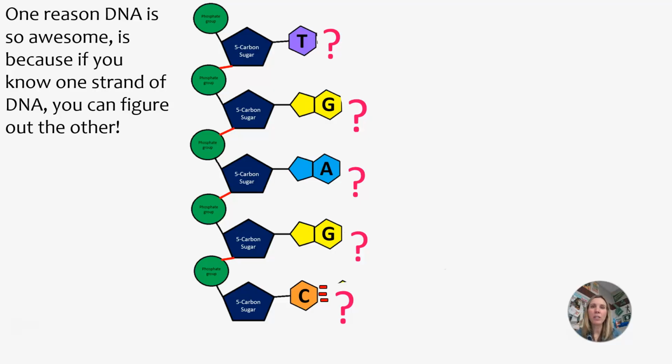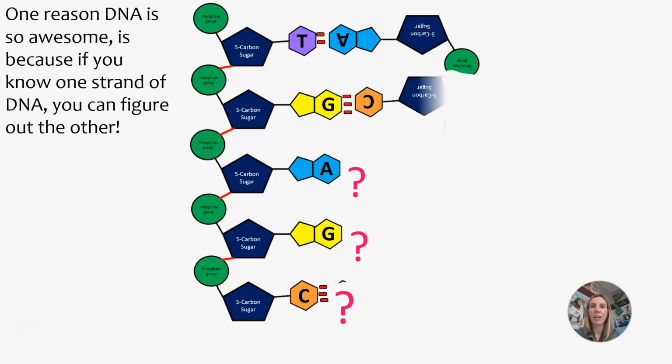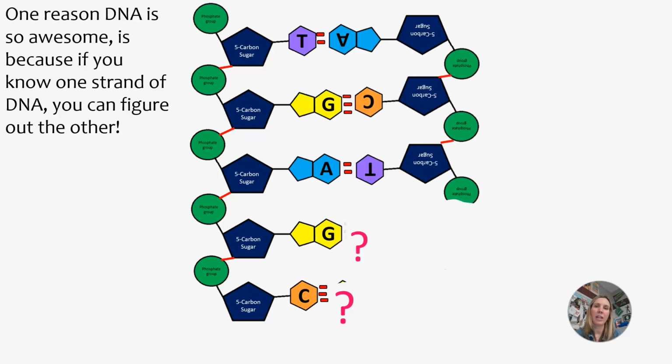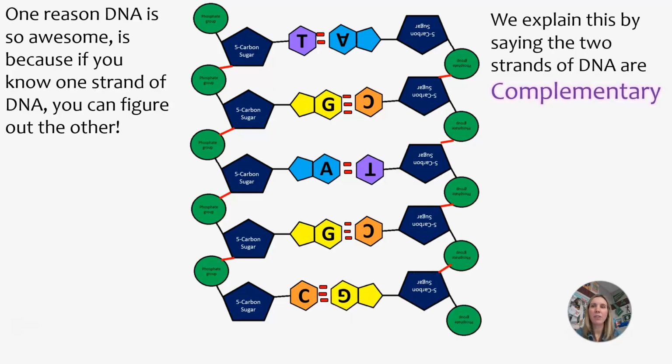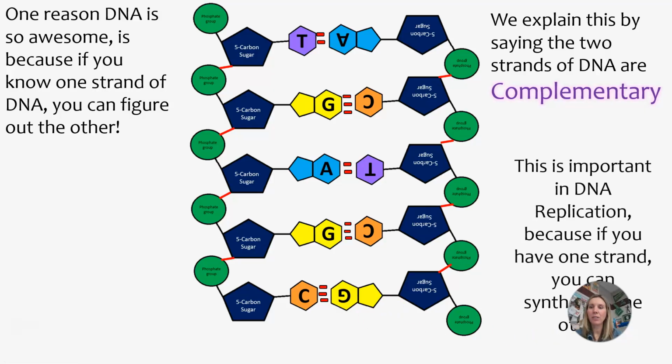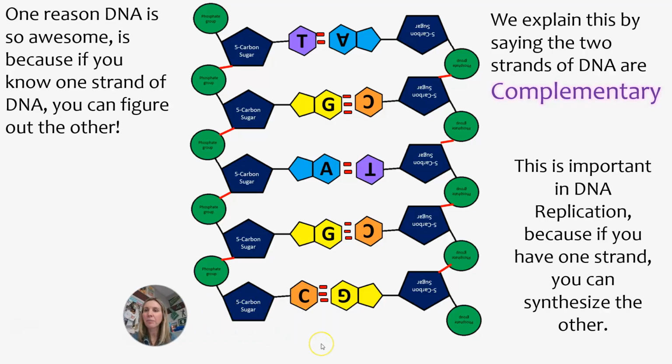It's awesome because if you know one side of the DNA molecule, you know the other. So if we have a thymine here, we know across from it we're going to have an adenine. If we have a guanine, we're going to have a cytosine. If we have an adenine, a thymine, a guanine, a cytosine, a guanine. And so this means that the two sides of a DNA, the word that we use to describe it is complementary. So the complement to thymine is adenine, the complement to guanine is cytosine. And this allows us to copy our DNA, and so this is really important in replication. If we have one side of our DNA molecule, we can build the other using it as a template.